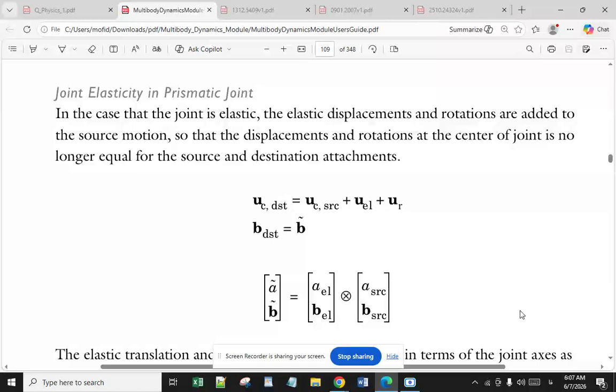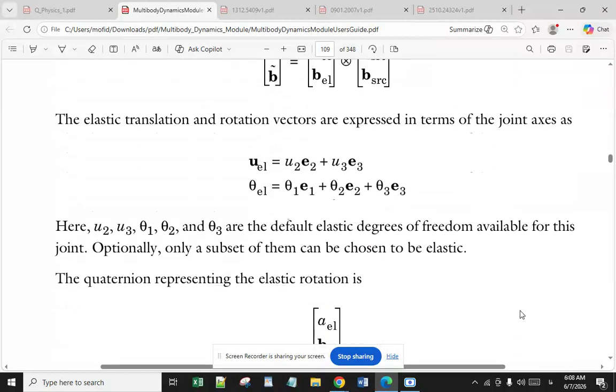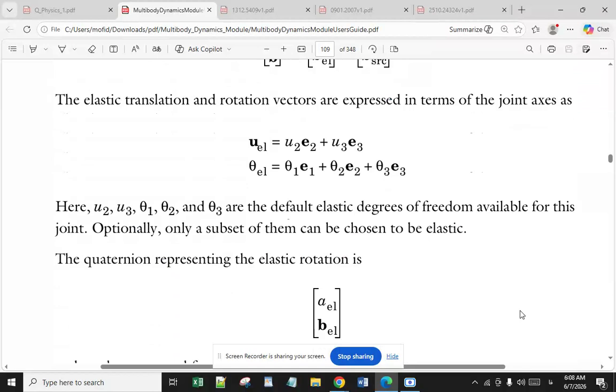In the case that the joint is elastic, the elastic displacements and rotations are added to the source motion, so that the displacement and rotations at the center of the joint are no longer equal for the source and destination attachments, as follows. The elastic translation and rotation vectors are expressed in terms of the joint axis as follows. Here U2, U3, theta 1, theta 2, theta 3 are the default elastic degrees of freedom available for the subjoint. Optionally, only a subset of them can be chosen to be elastic.